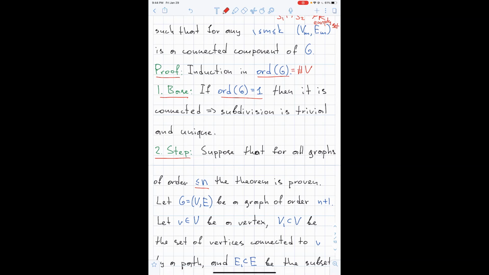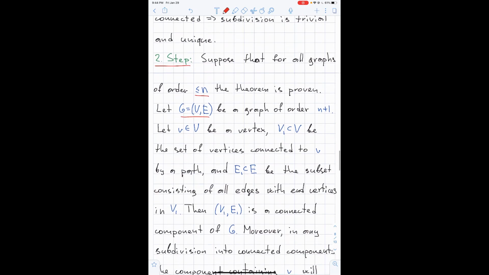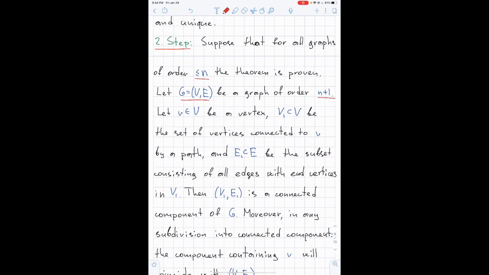Now let's say we have a graph which has order n plus 1, so we have n plus 1 vertices. Well, let's take some vertex, any vertex actually, in V. And what I want to do is take the connected component that contains V. So how do I construct this connected component? I just say, let's take V1 to be the set of vertices that can be reached from V by a path. So we take all the vertices that are connected to V by a path.